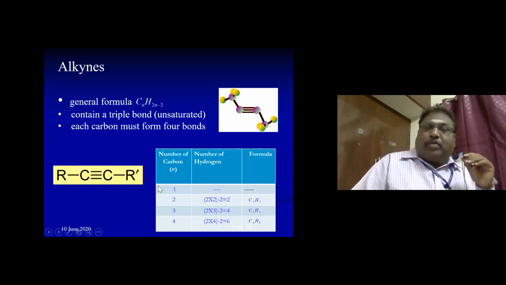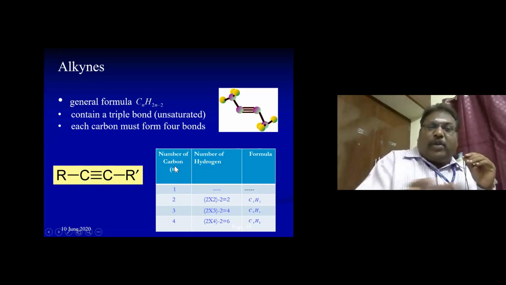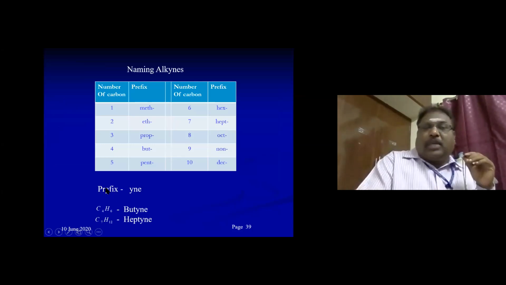I will explain that at a later stage again. At that place, I will explain more about how this radical plays a role, how our drugs are designed in the lab, and so on. Things are yet to come. So this is the yne family, prefix alkynes.